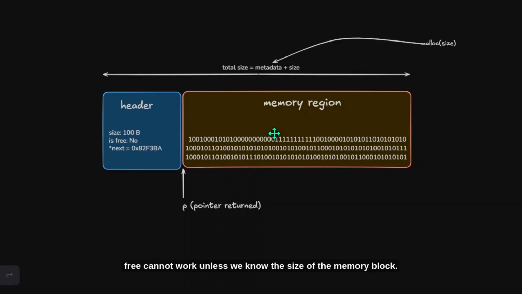Therefore, to sum it up, free cannot work unless we know the size of the memory block. In addition to that, the heap memory is contiguous, so we can only release memory which is at the end of the heap. And since the user only gives us a pointer, we must secretly store the size ourselves. That is why every allocator adds a hidden header before the memory block. The idea is simple. When a program requests X bytes of memory, we calculate the total size as header size plus X and call sbrk with the total size.